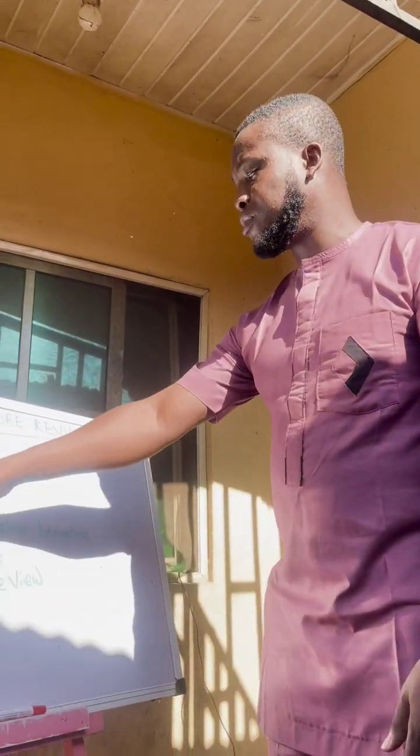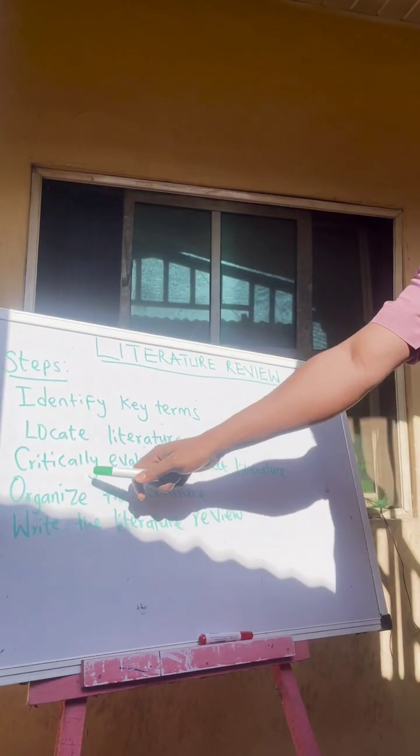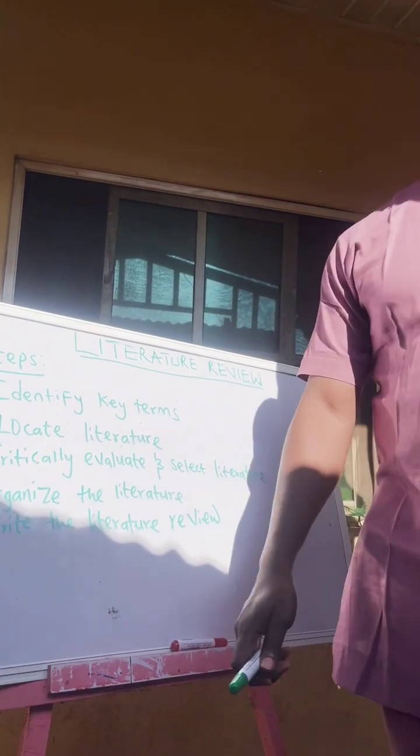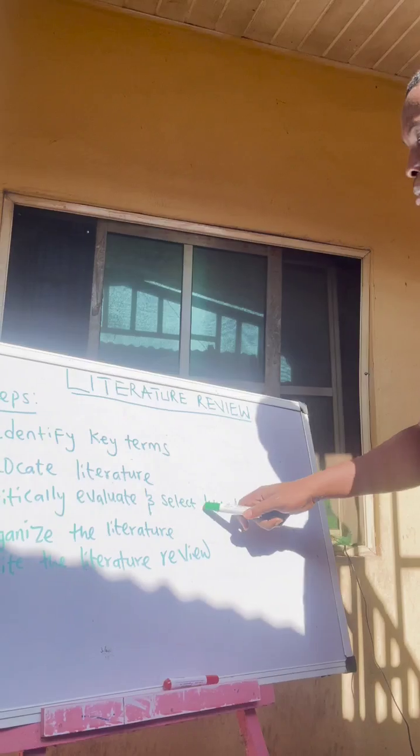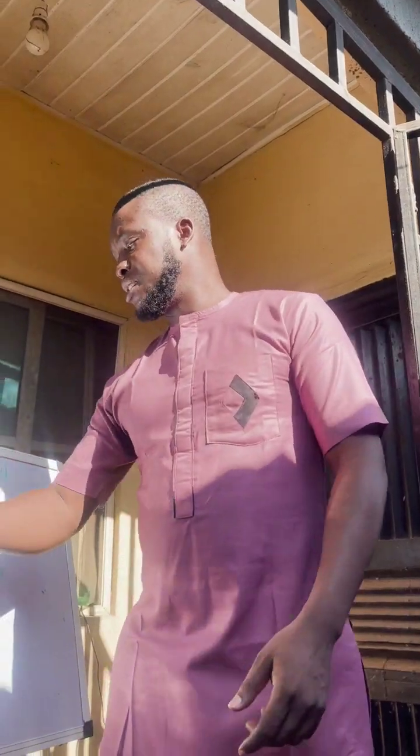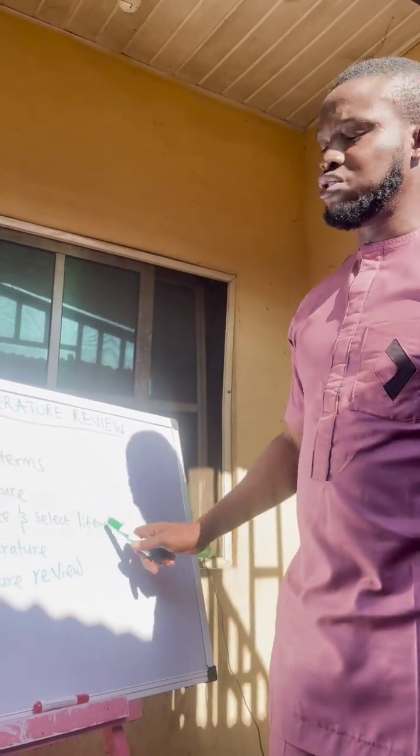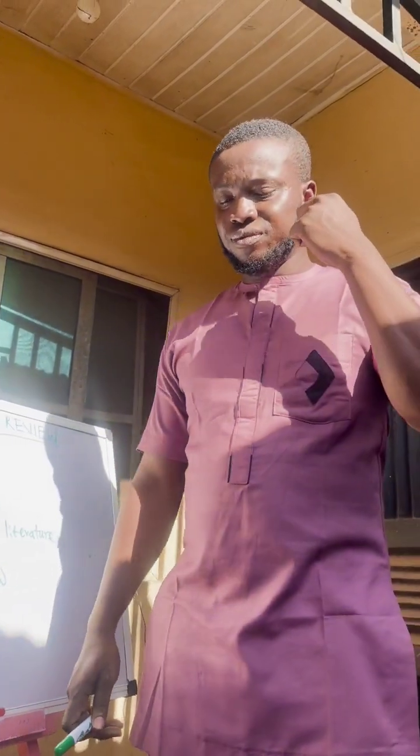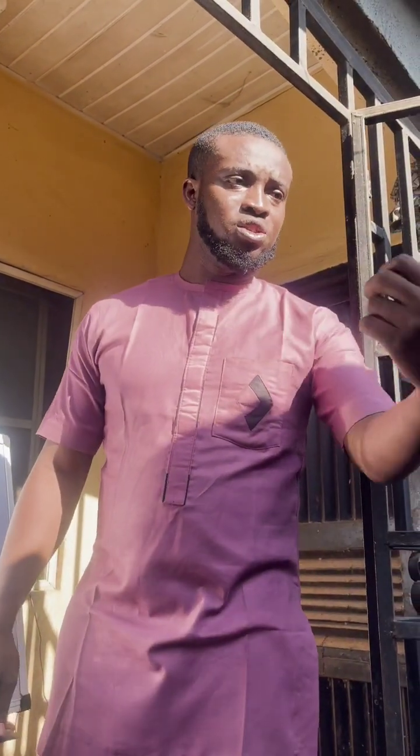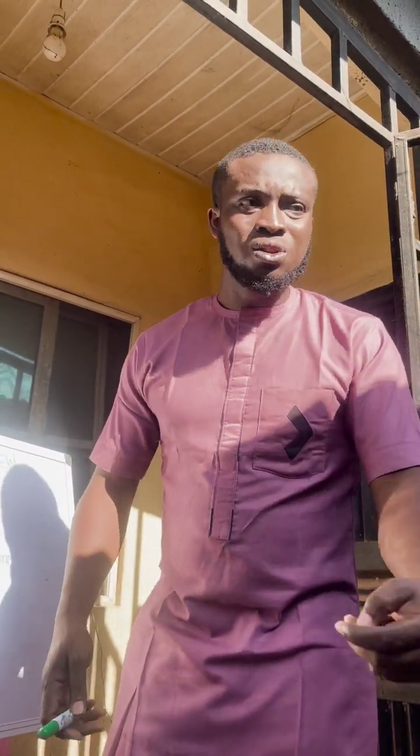So when you've located the literatures that you want to use, the next thing we do is to critically evaluate and select literatures. This is one very important step in your review, because as I said before, not all materials are useful. In critically evaluating your literature, there are two key things you want to look at. The first one is how good or accurate the article or material you are using is. The second one is how relevant it is to your topic.